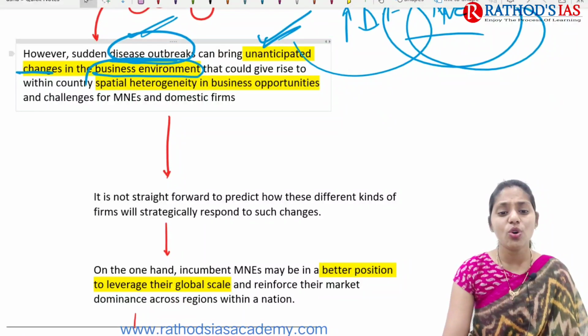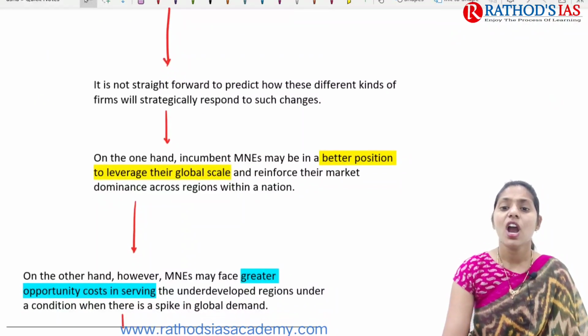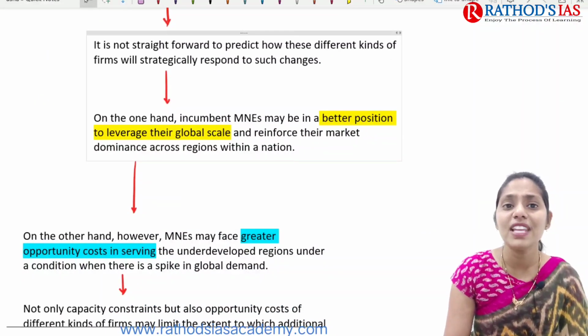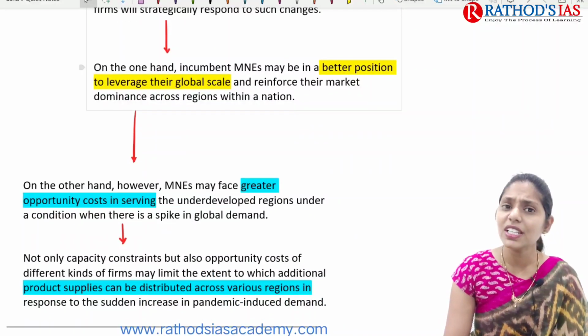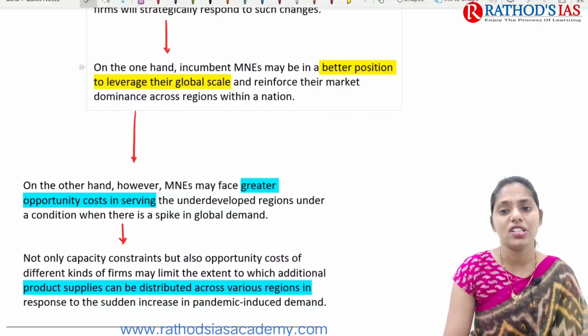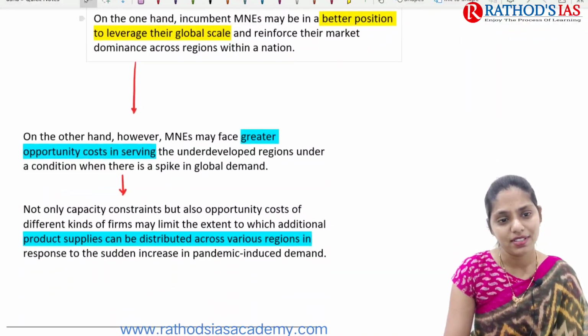So in this way, there is no straightforward way to predict how these different kinds of firms will strategically respond to those situations. Especially these MNEs, multinational enterprises, will be in a better position and will have some advantage over the domestic firms.